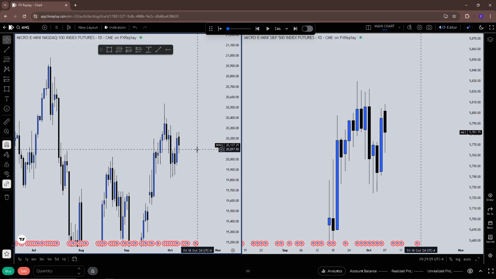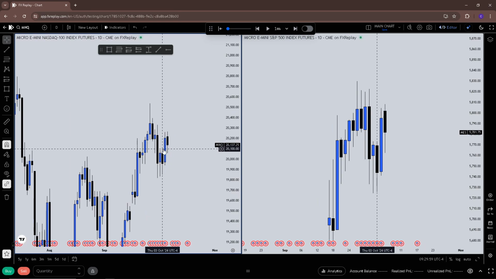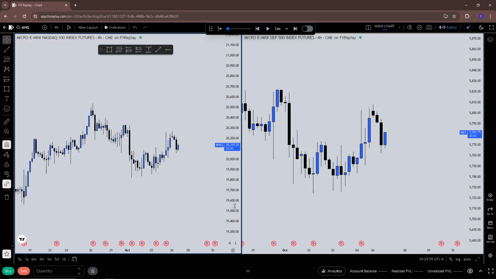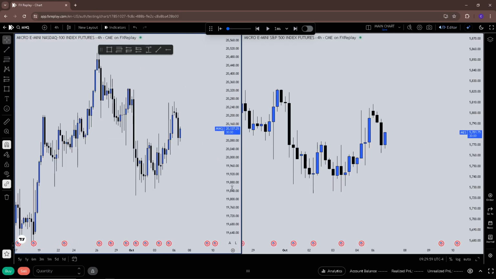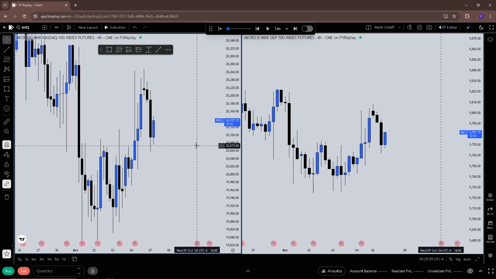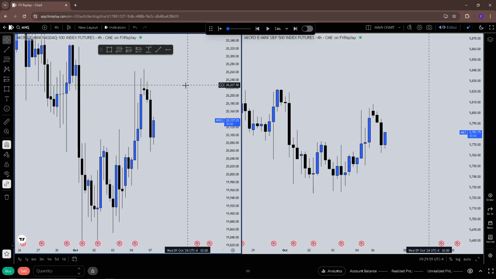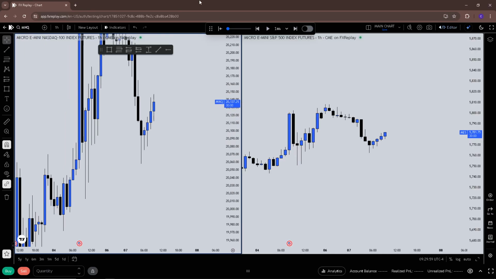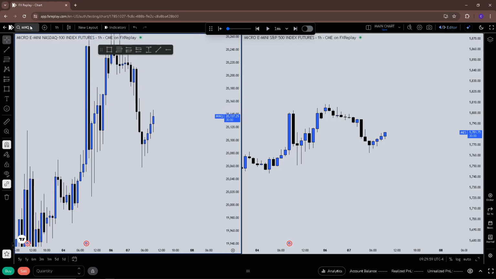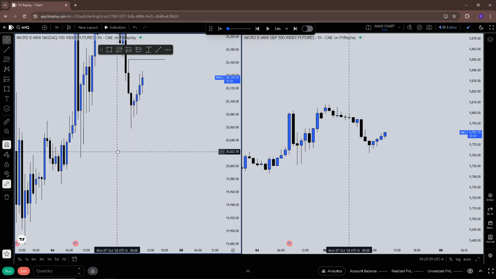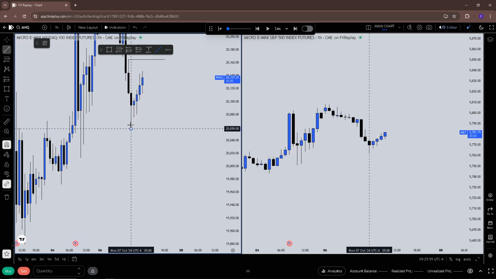I don't have too many conditions on the day. Swept previous day high. Not really doing too much. We're still reacting inside of this daily fair value gap. Do have an unfilled hourly above. We also have these lows.